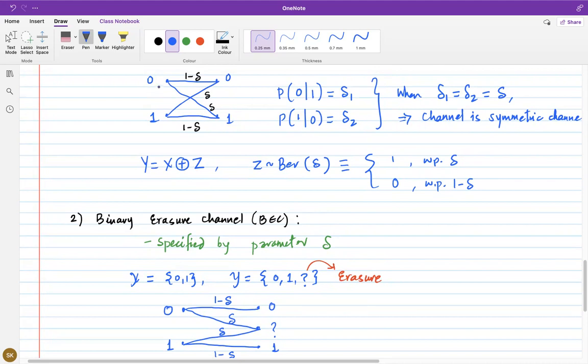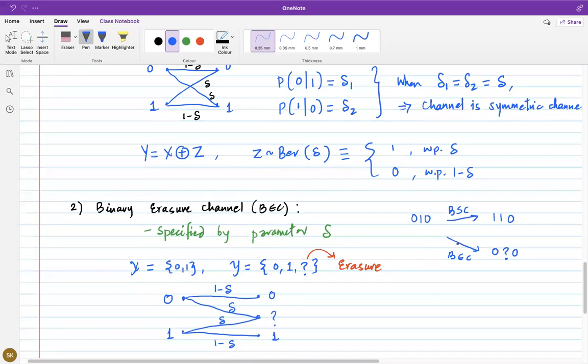Okay, for example, let's say I am transmitting 010 to a BSC channel. Okay, and then let's say some bits get flipped, and at the end you get 110. But if the same input is given to a BEC channel, it is true that, let's say, the second bit will get erased. That's it. Okay. So now notice that this BSC is a tougher one to get through, right?